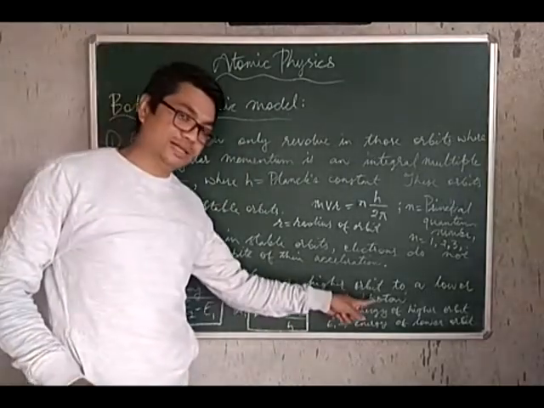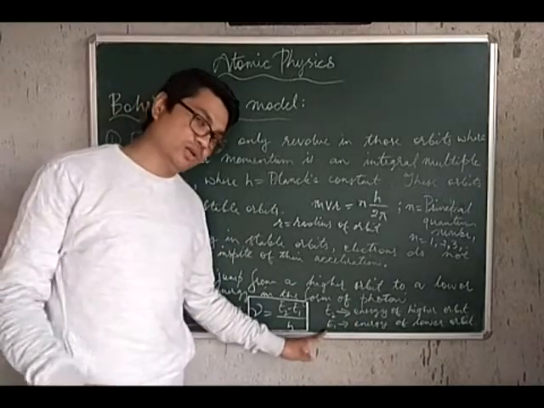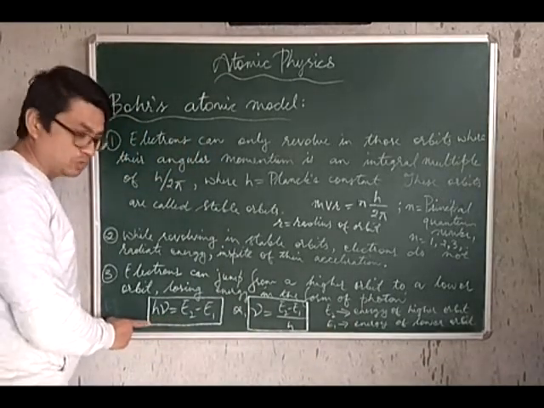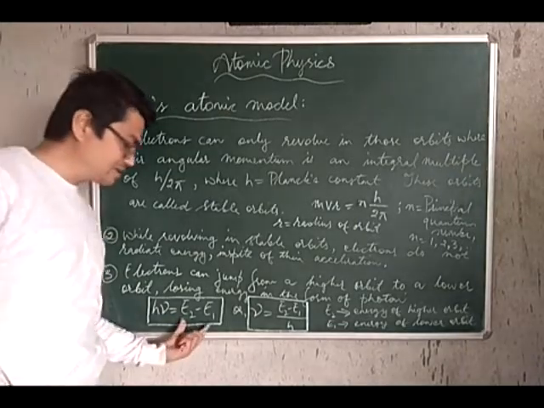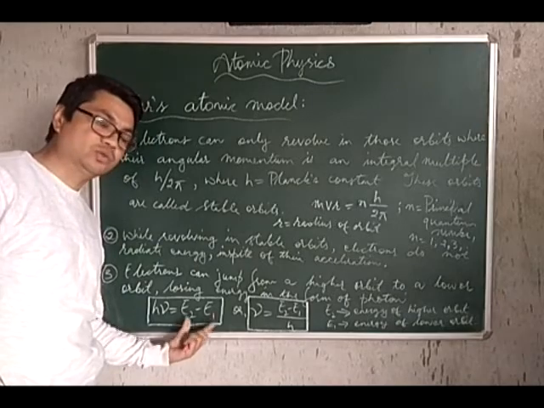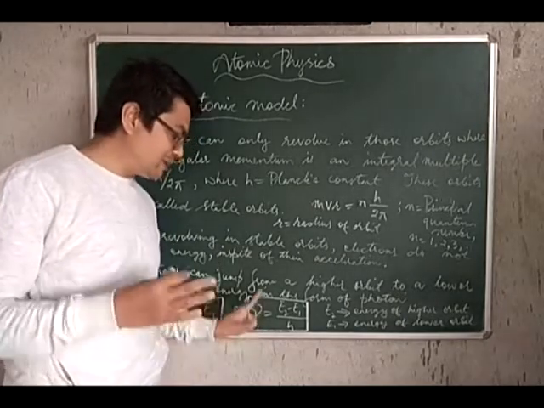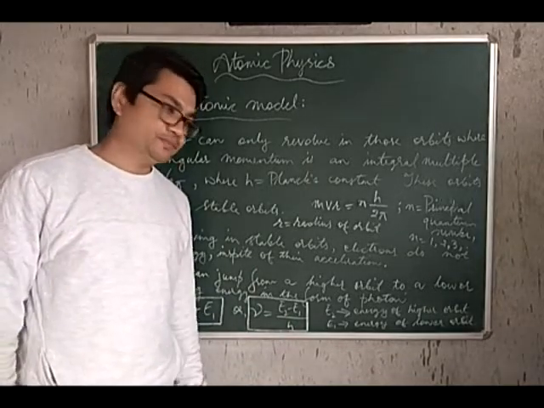So that is what he said. If E2 is the energy of the higher orbit and E1 is the energy of a lower orbit, then E2 minus E1 is equal to h nu, where h nu is the energy of the photon. This is the difference in the energy of the two orbits. So from here, the frequency of the photon that is emitted is (E2 minus E1) divided by h.